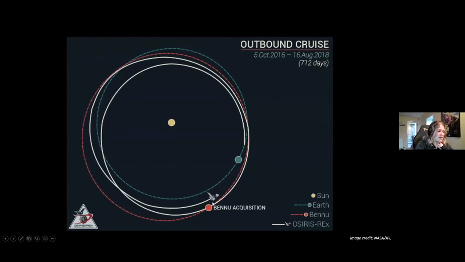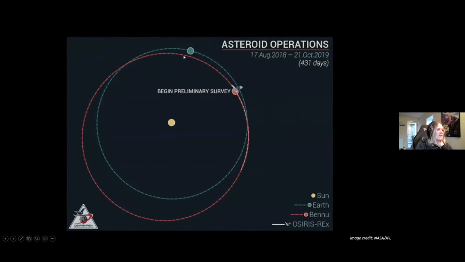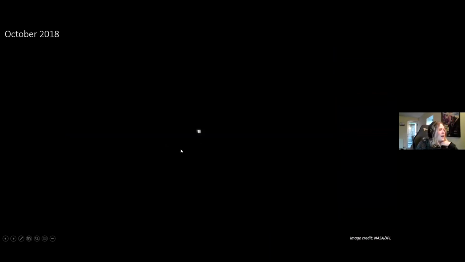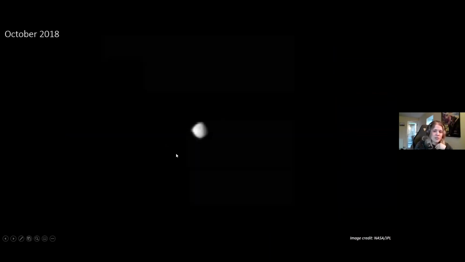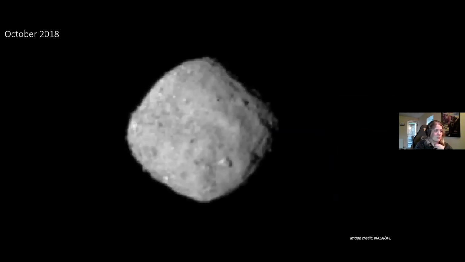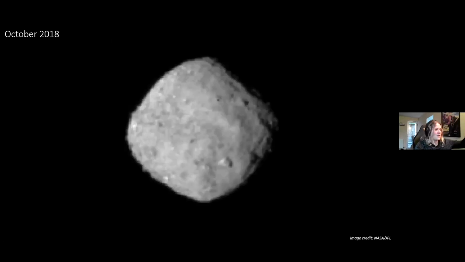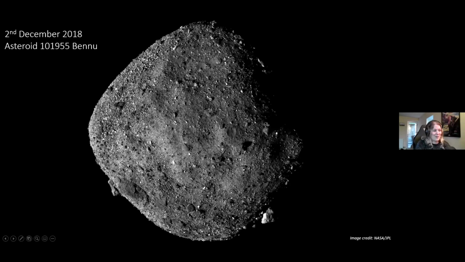The target asteroid is in red here. You can see how it launched from Earth, and then it had an Earth gravity assist, where it basically used the gravity of Earth to speed up. Then in October 2018, it approached this bizarre near-Earth asteroid, and this is a series of 12 images taken as it got closer to it. It took these 12 images as it approached, but then we finally got this final image, which was taken from 15 miles above the surface.